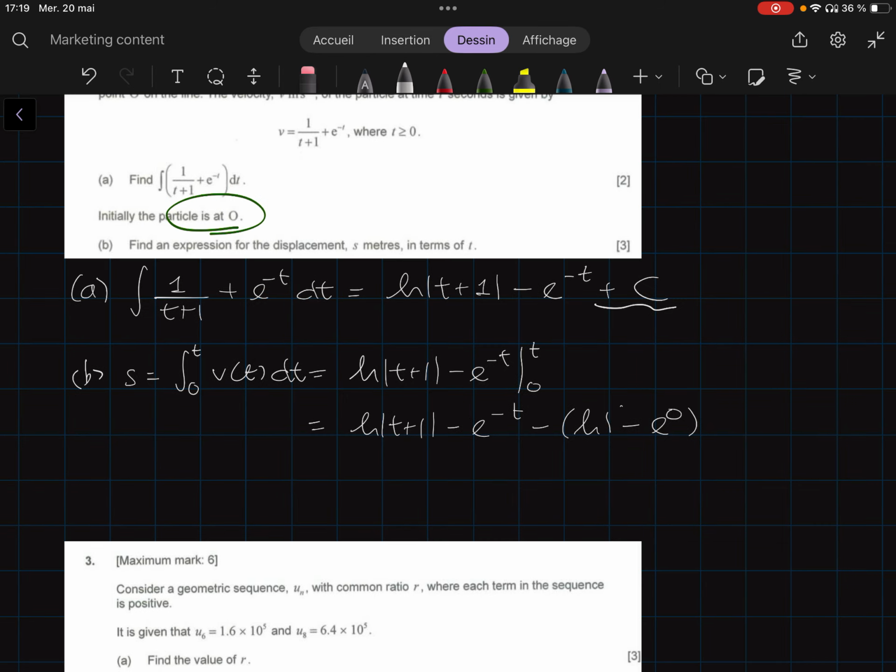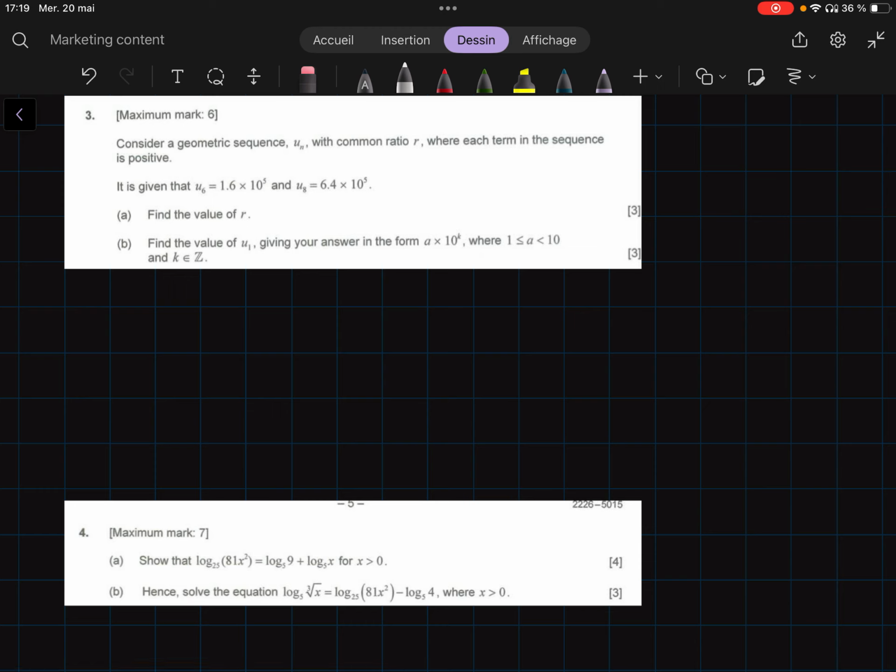ln of 1 is equal to 0. e to the 0 is equal to 1. This is a confusing question, just because of how they split it up. Anyway, question 3.